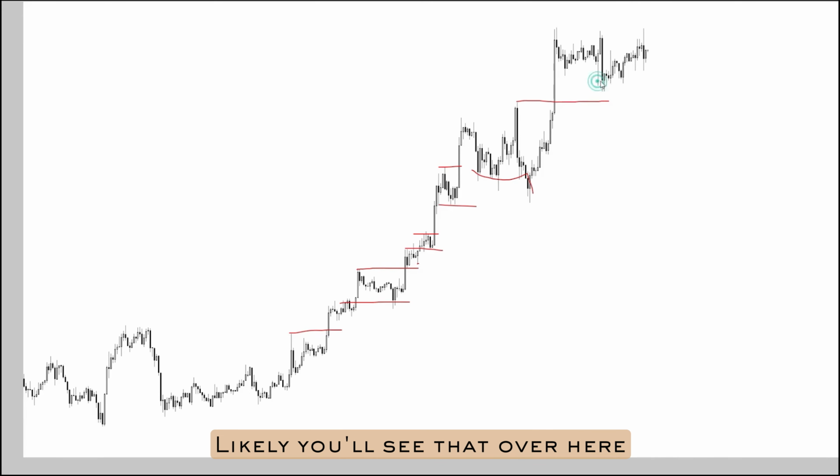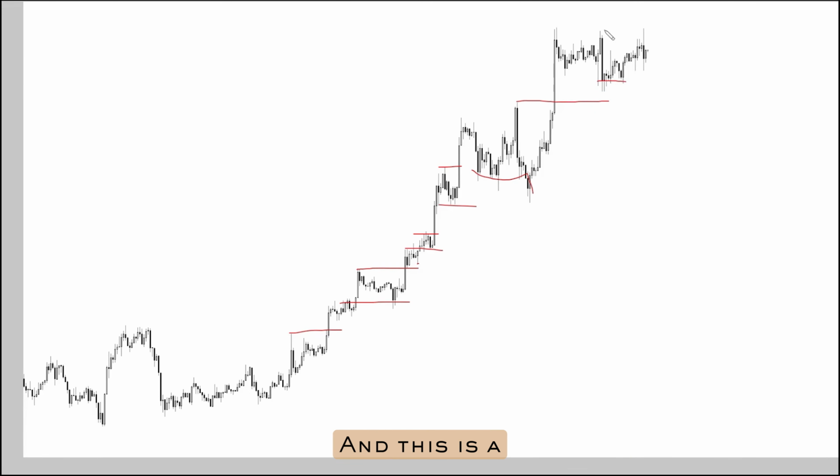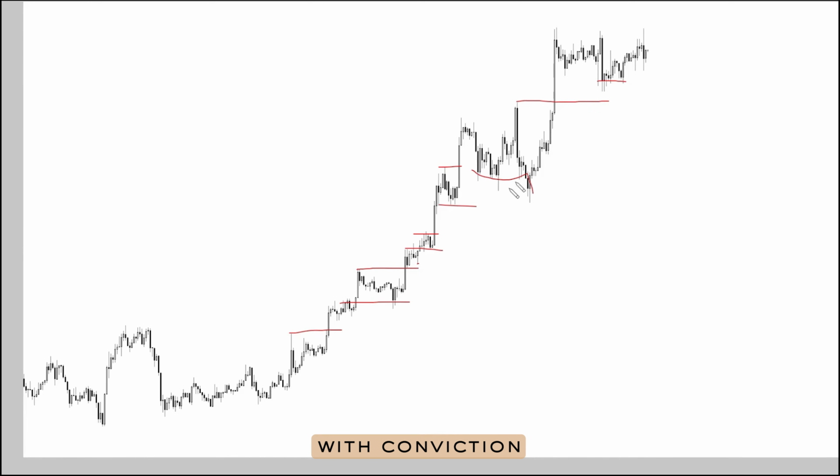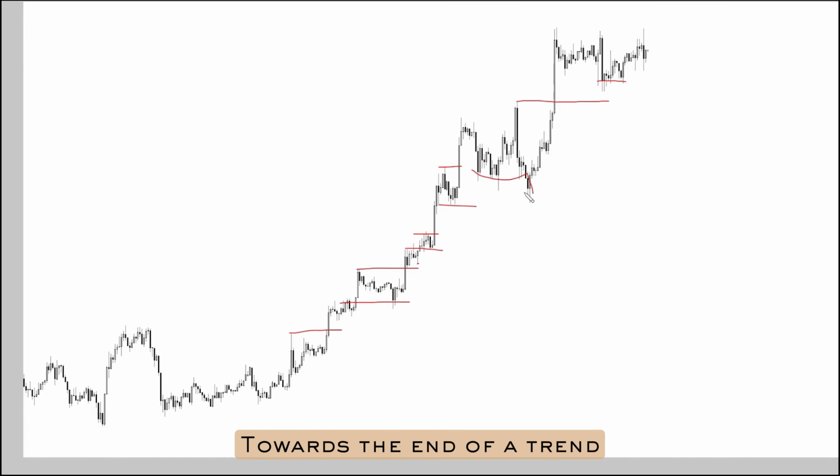All right, likely you'll see that over here, and this is a little bit of an older chart now because price has moved, but over here you'll get some more movement into these lows, and unless this previous low is broken with conviction, and, you know, at this point, one of the signs to actually pay attention to is in the beginning of a trend, all right, the areas are going to be way more compressed. Okay, there's going to be way more compression and then more explosiveness. Towards the end of a trend, you do get more of an expansion of the range.